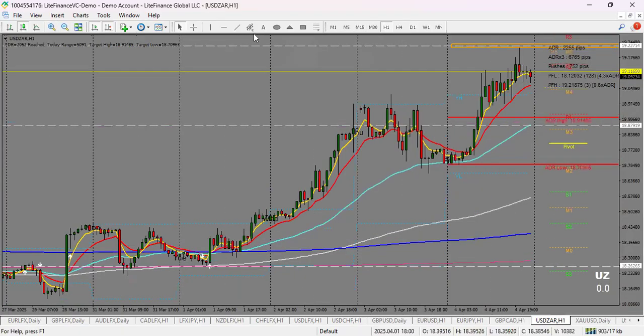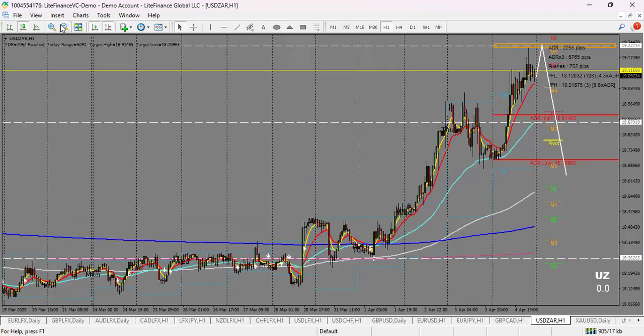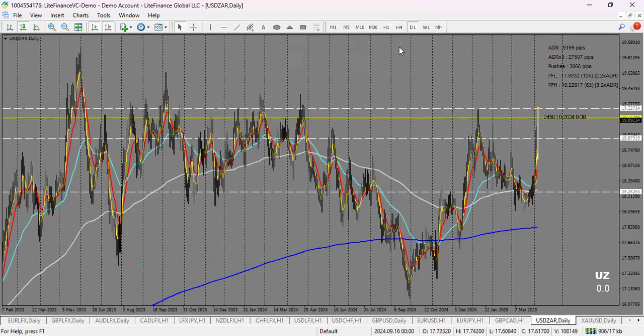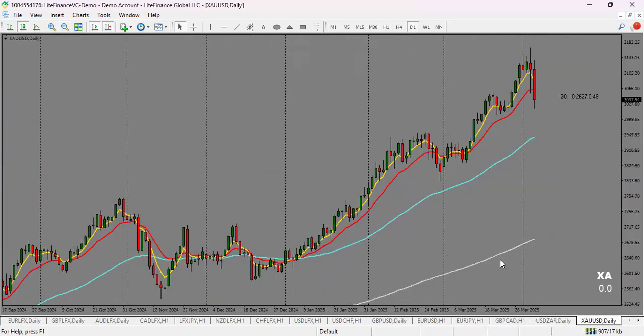Okay, so a consolidation a bit. And then we should be having a downtrend a bit, and then from a peak reset, then we should be continuing with an uptrend. That's what I should be expecting on USDZAR. Now let's just look on gold.